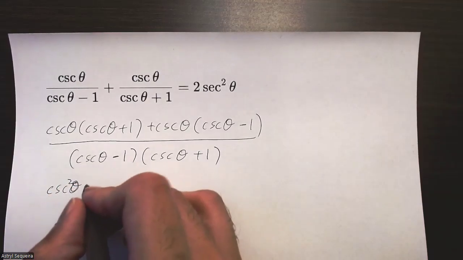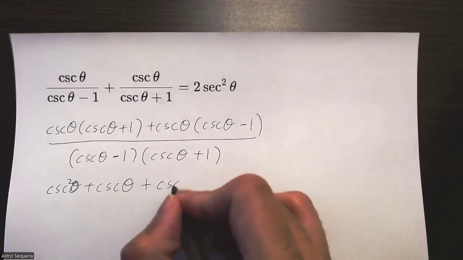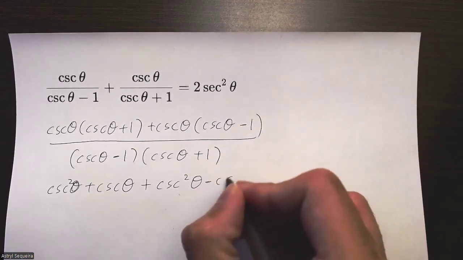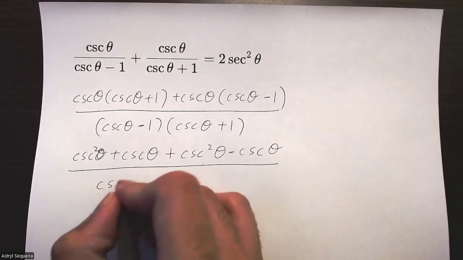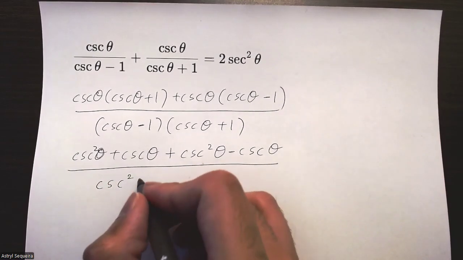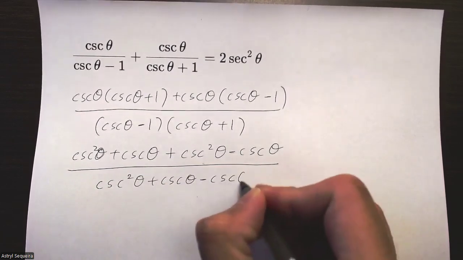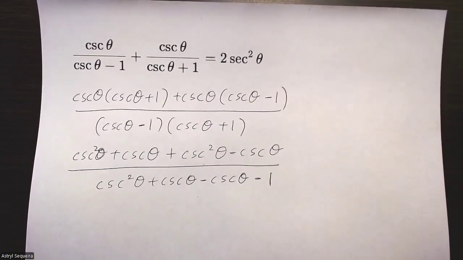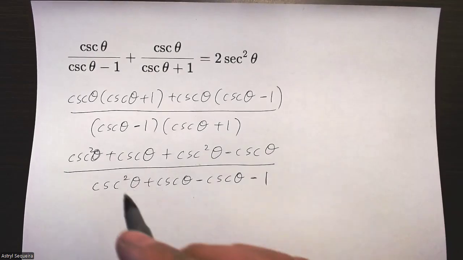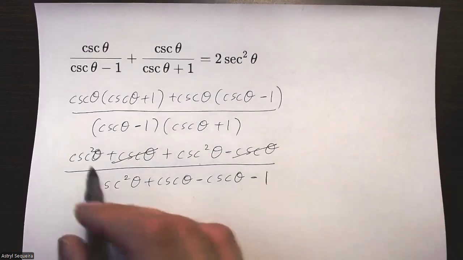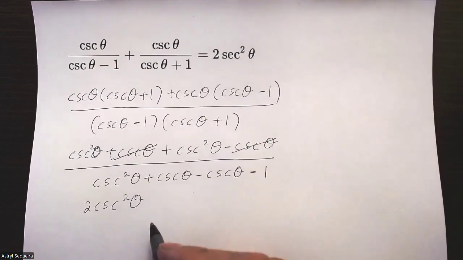Cosec times cosec is cosec square. Cosec times 1 is cosec. And on the bottom, I'll FOIL out the two brackets. Next, I will combine like terms in the top and the bottom. So these two just cancel out, and cosec plus cosec is just 2 cosec squared theta.